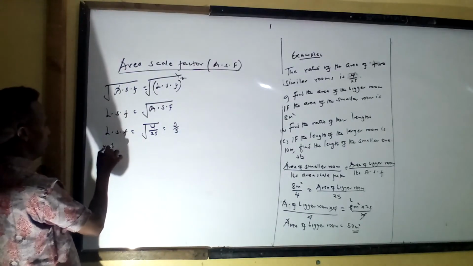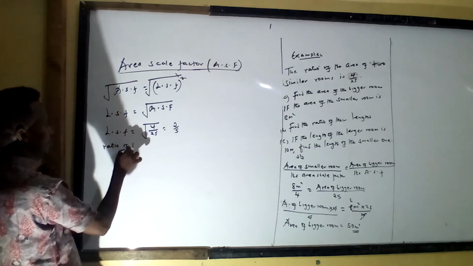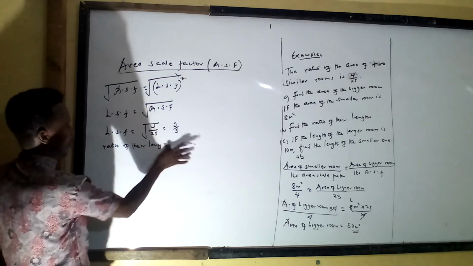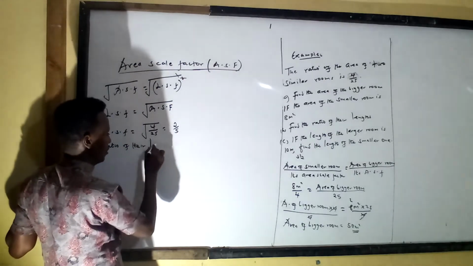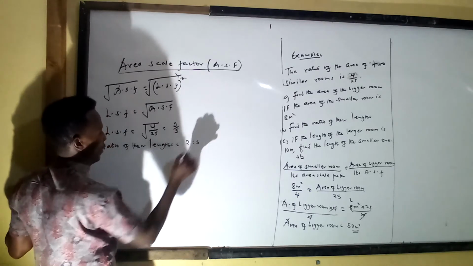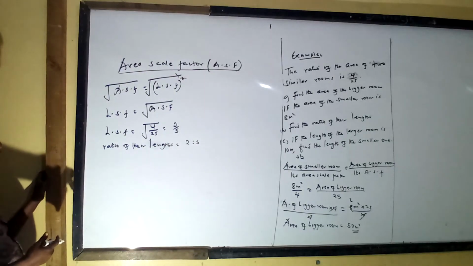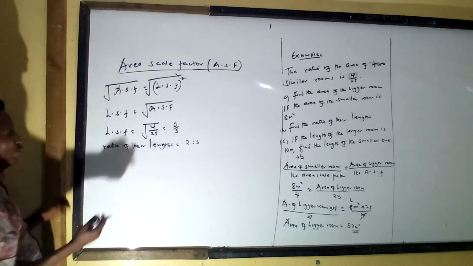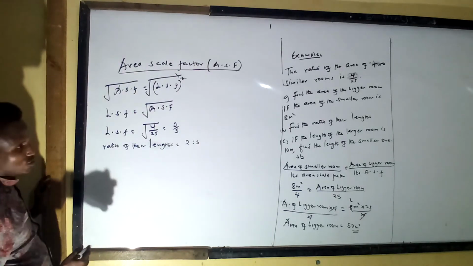Then the ratio of their length will be 2 to 5. That's how you're going to do it. Remember, area scale factor is equal to linear scale factor squared. Then we introduce a root sign on both sides of the equation.